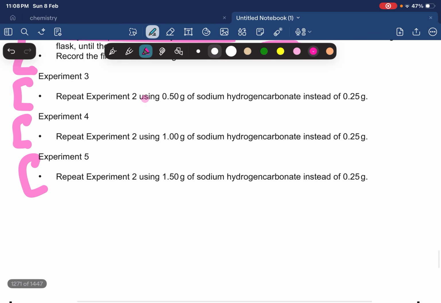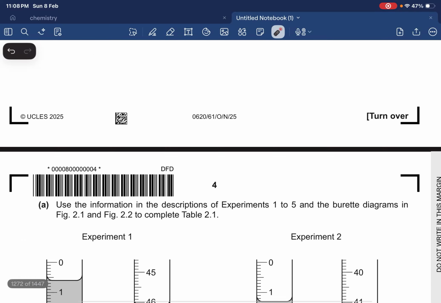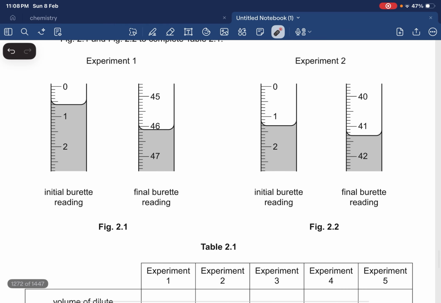Repeat experiment 2 with 0.5 gram of hydrogen carbonate. Now, whoever doesn't know this: you are increasing the amount of hydrogen carbonate. That means the amount of your alkali is going to decrease because the acid is already going to be neutralized by hydrogen carbonate. Okay. Use the information in the descriptions of experiments 1 and 5 and the burette diagrams in figures 2.1 and 2.2 to complete the table.